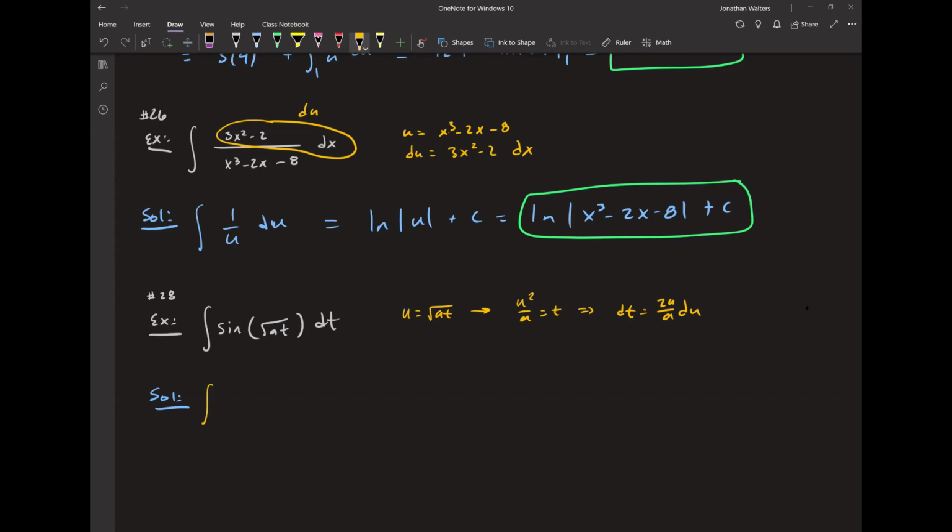So integral sine of u, 2u over a du. So I'm going to pull the 2 over a out. And it becomes integral of u sine u du. Ooh, tricky. Now it's integration by parts.